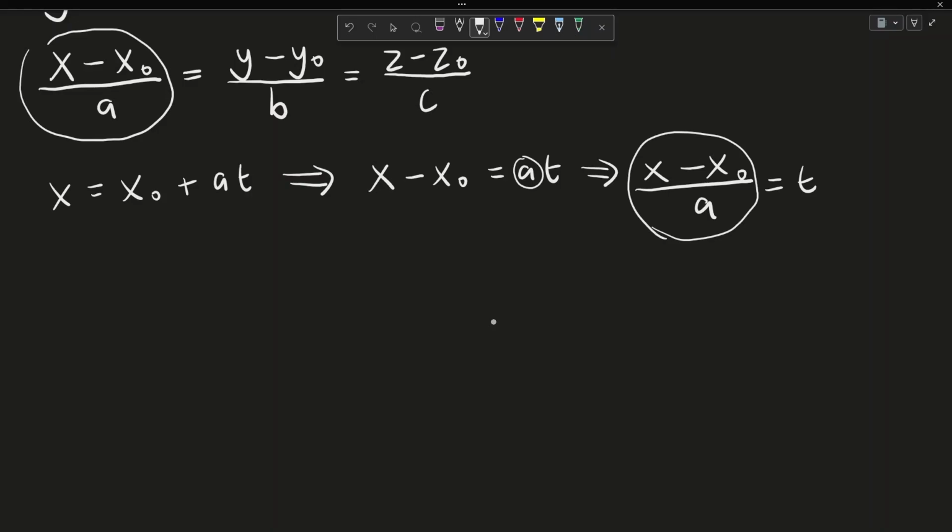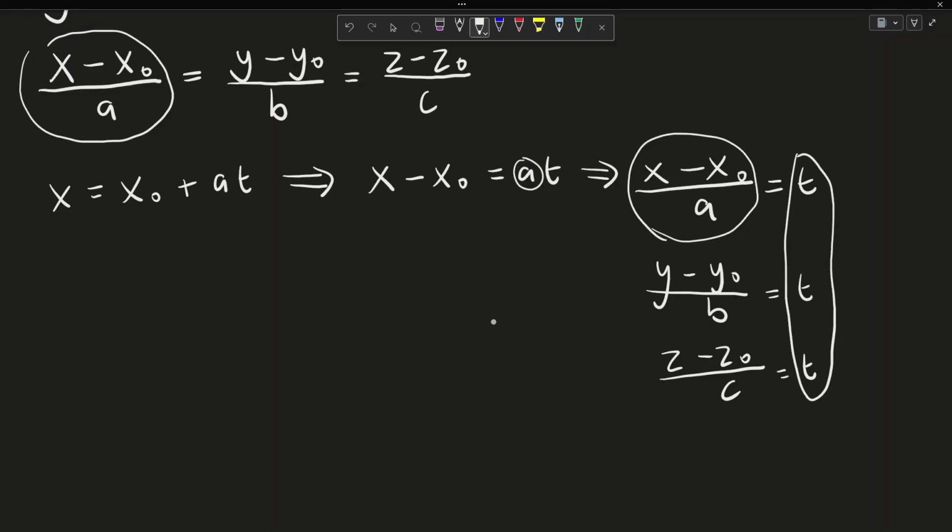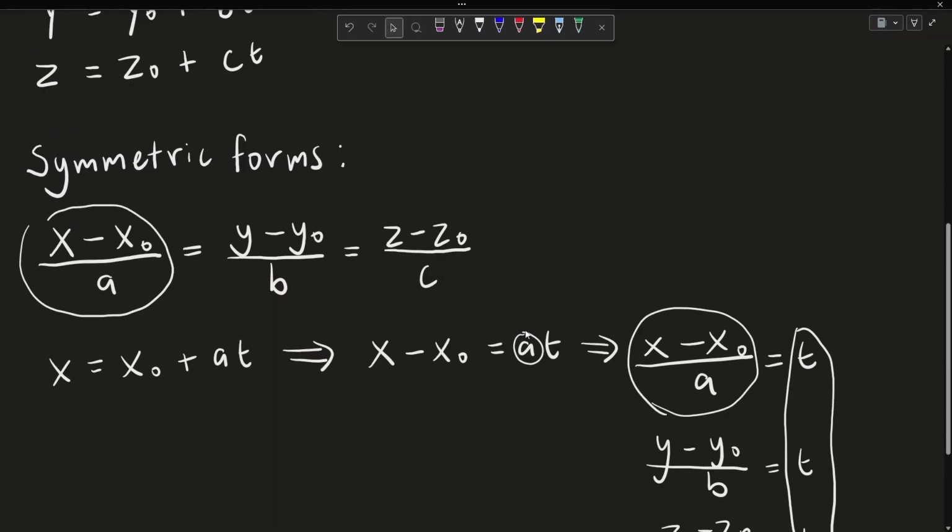Doing the same for y and z would give us y minus y naught over b is equal to t, and z minus z naught over c is equal to t. And we know that since all three of these are equal to t, that means they are all equal to one another. And so that's another way that you can derive the symmetric form.